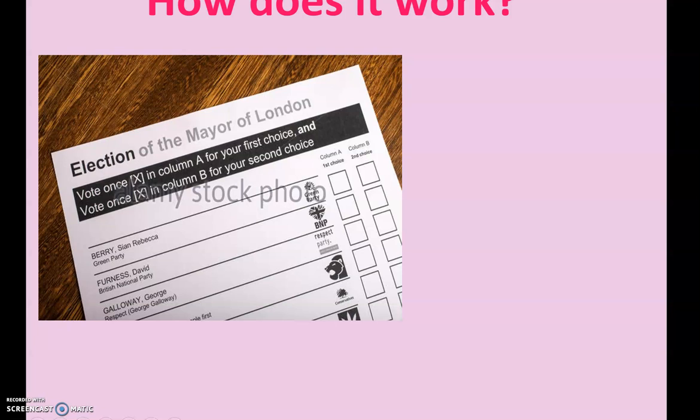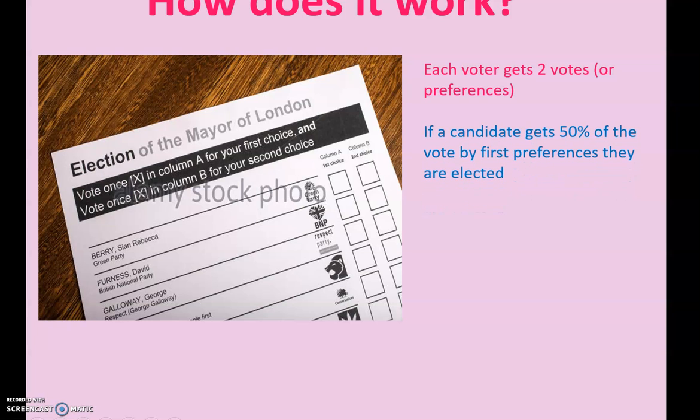So, to explain how the system works. Every voter gets 2 votes. They're actually called preferences, not votes, but everyone gets 2 votes essentially. What you do is you give the candidate who you like the most your first preference, your first choice. So if you really like the Monster Raving Looney Party candidate, for example, they get number 1. And then you have a second vote in case that person is knocked out. I'll explain that in a few moments. So you have a first choice and then you have a second choice.